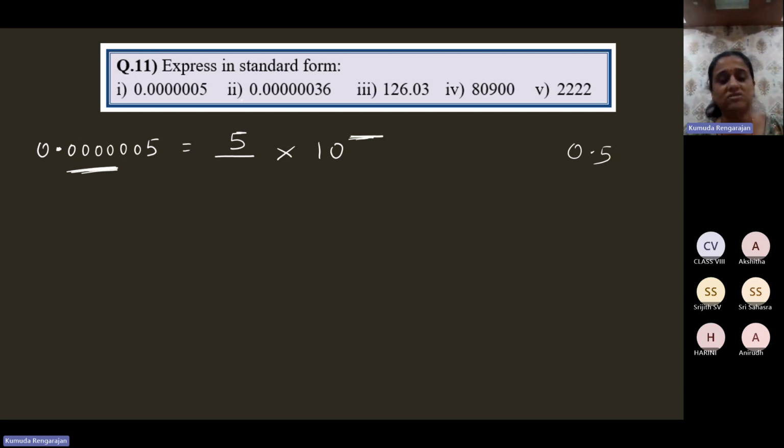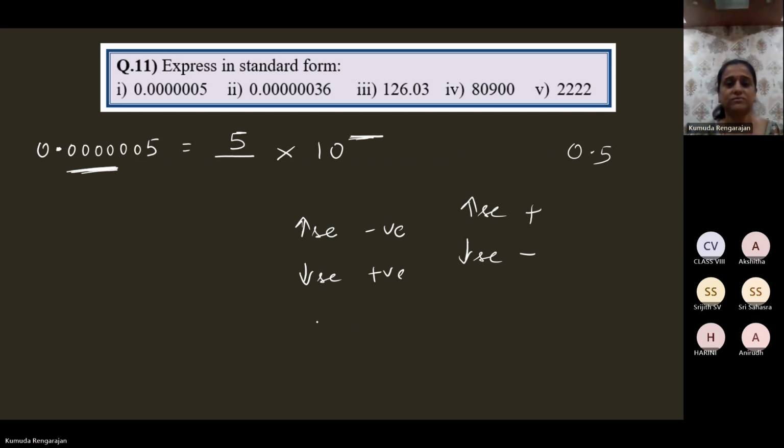You have increased its value to 5. So don't give a positive power. Increase and positive are like the same. Decrease and negative, they're like the same. So if you increase, negative power; if you decrease, positive power. You have to give the opposite effect.